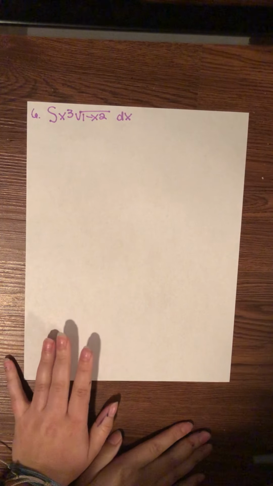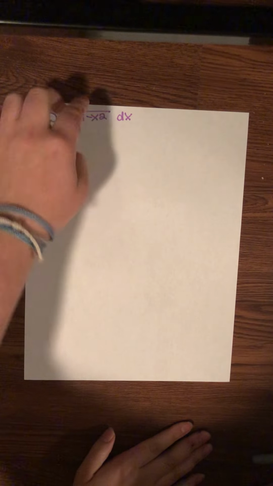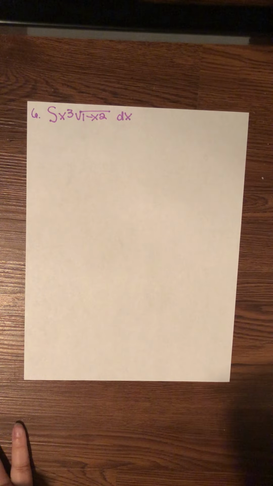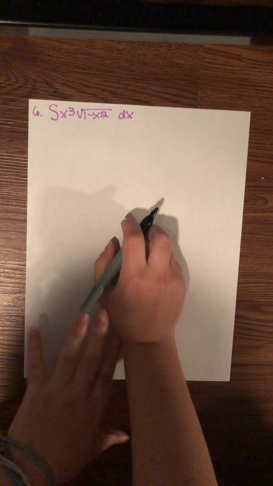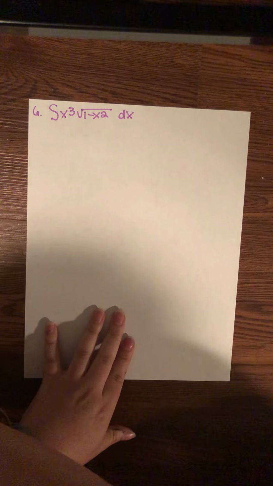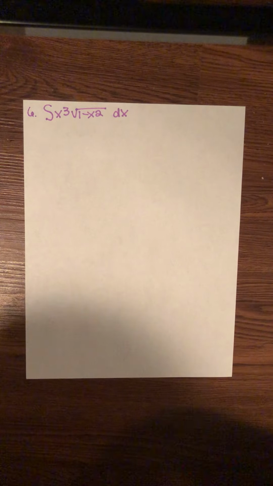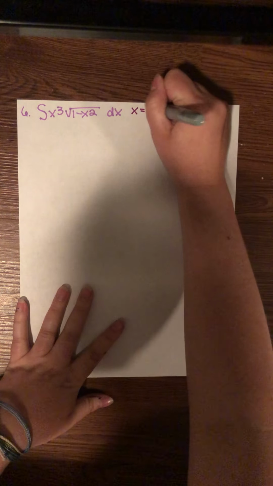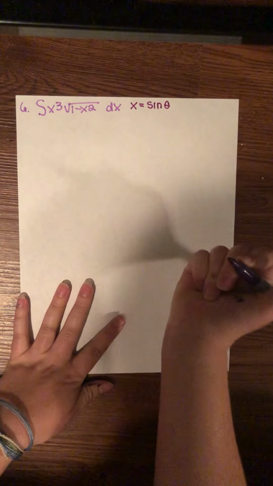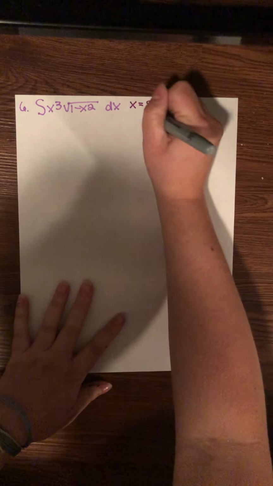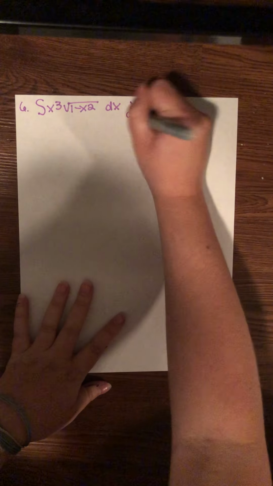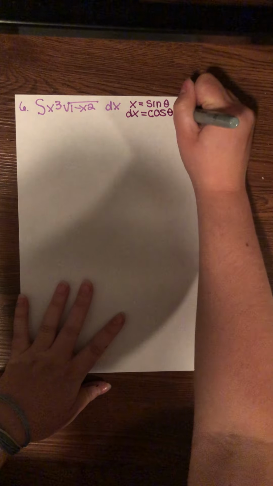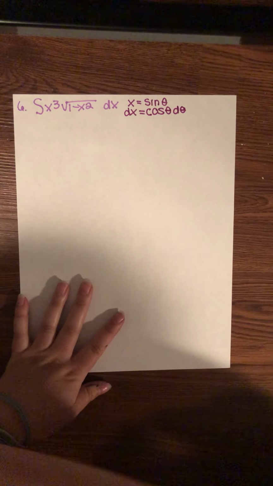So for question 6, it's to find the integral of x cubed times the square root of 1 minus x squared dx. Now this problem is just trigonometric substitution, and 1 minus x squared has its own formula to keep in mind. So we're going to substitute x equals sine theta, and dx, the derivative, is going to be cosine theta d theta.